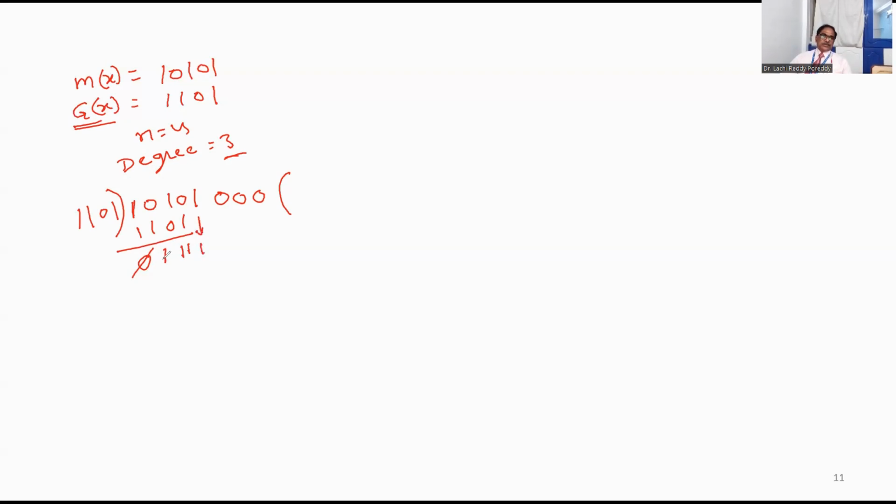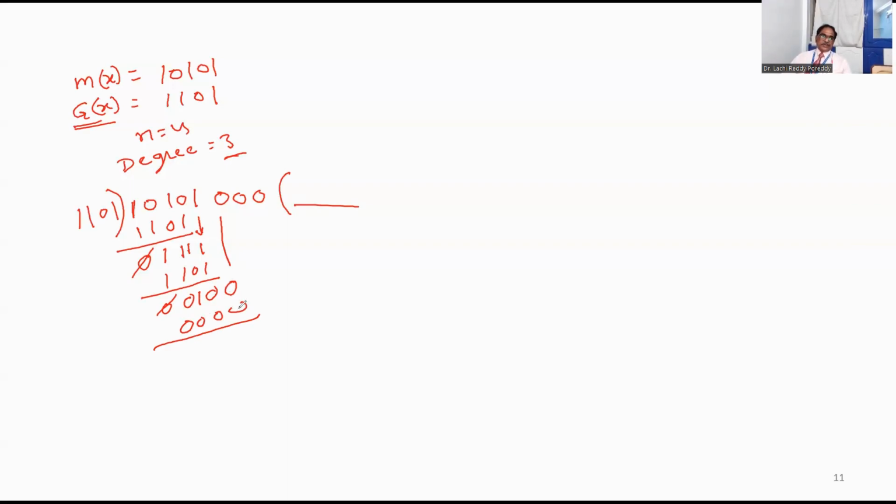Again the MSB is 1, so again 1101. Next, 1 1 is 0, 1 0 is 1, 1 1 is 0, 1 1 is 0. This 0 is ignored. Now the next bit will be appended. Now the MSB is 0, so we cannot divide, so 0 times. See, the quotient is not important. We are not bothered about it. We are only concerned with the remainder, not the quotient.